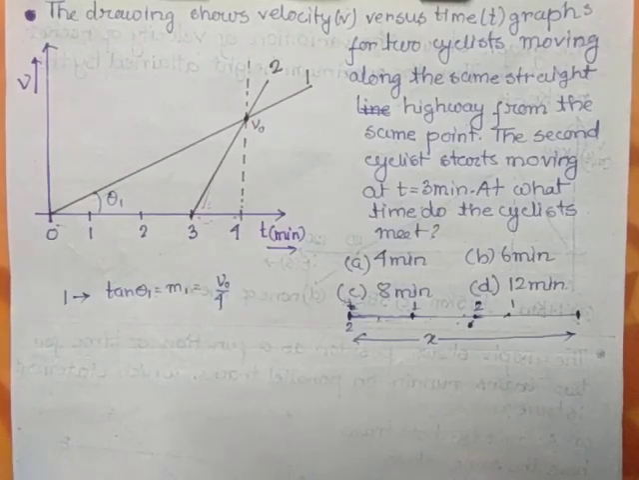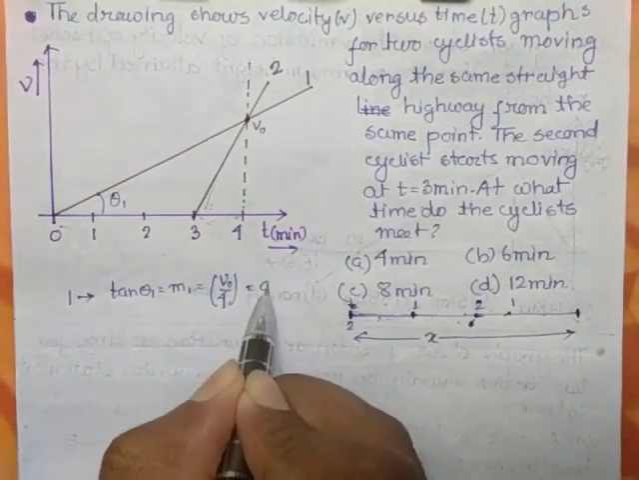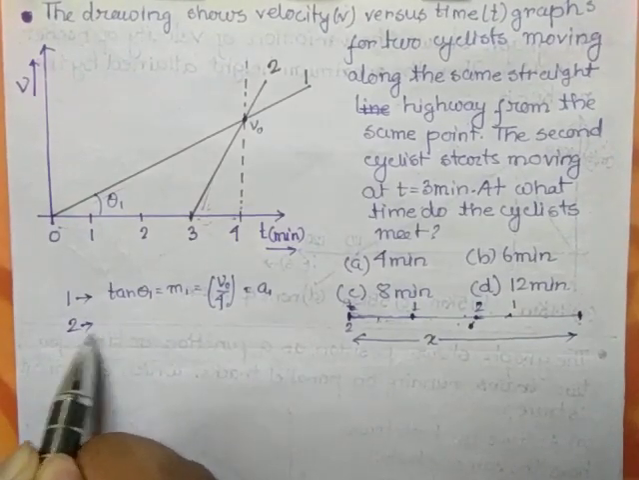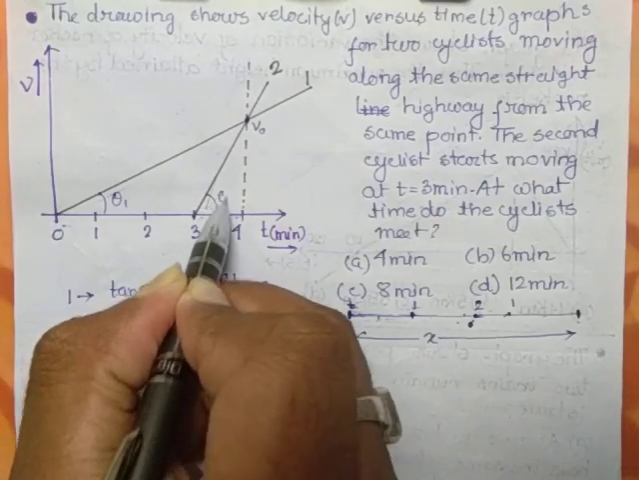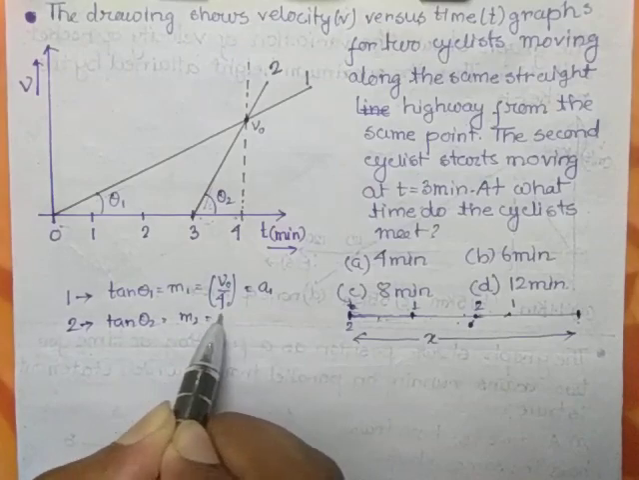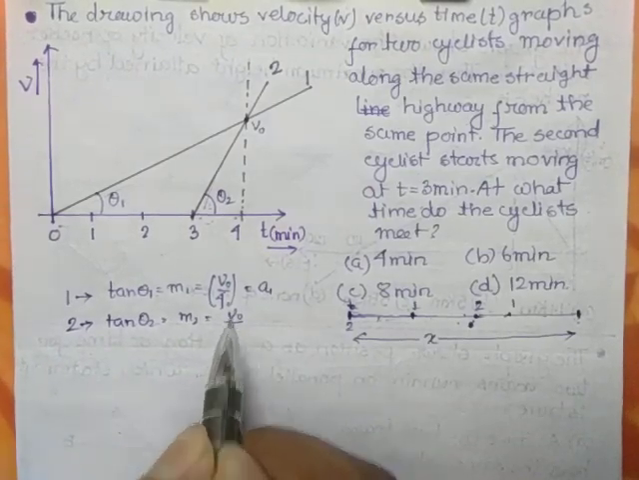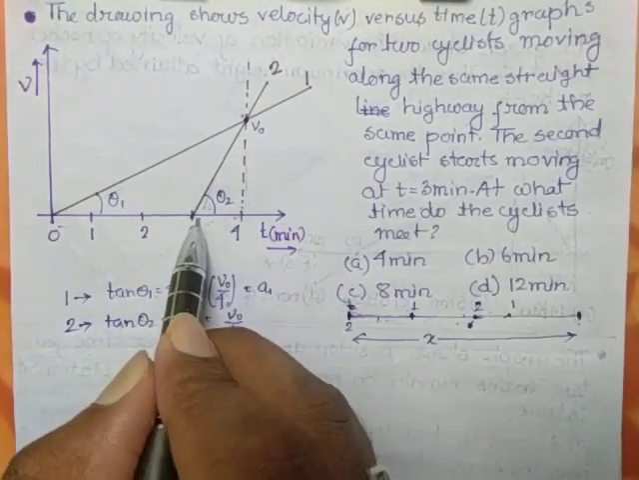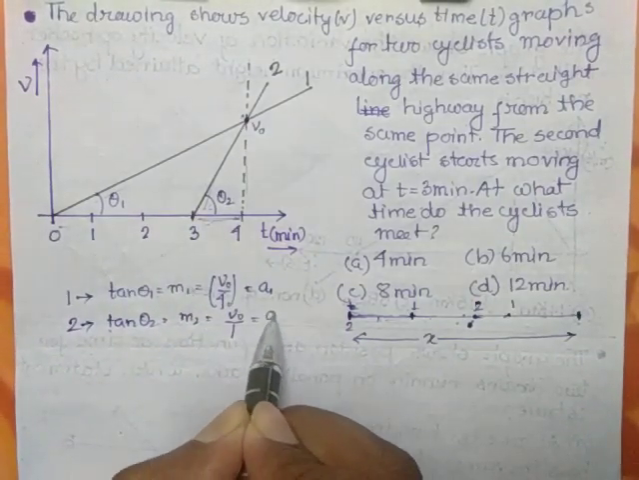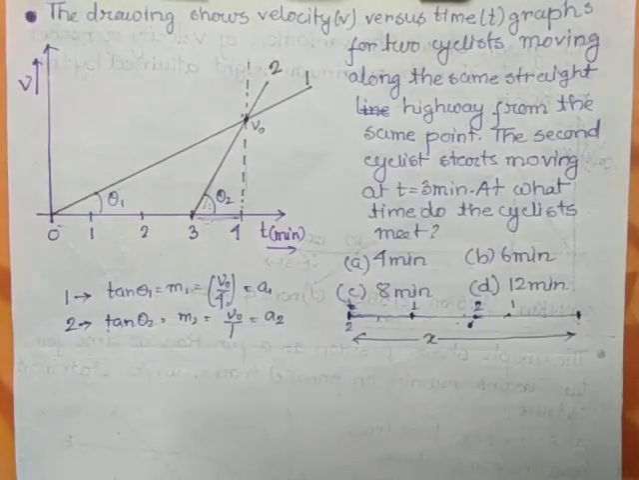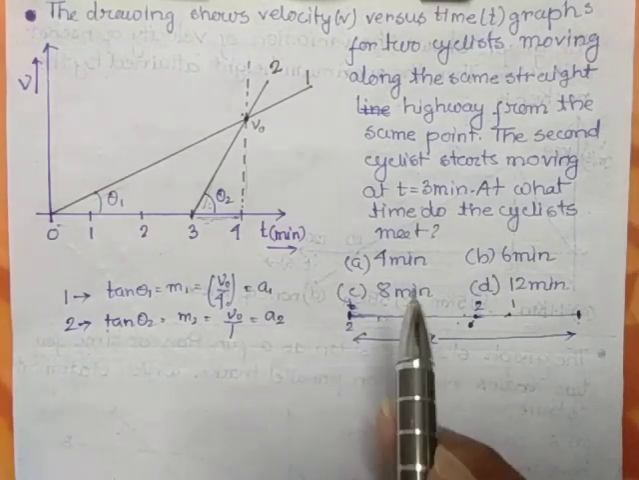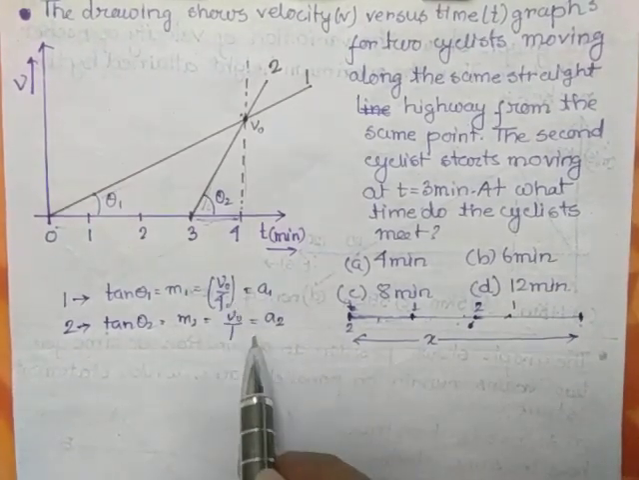So just think, what does this v0 by 4 give? It gives the acceleration of particle 1. For particle 2, if I say this is the angle theta 2, this is v0 divided by 1, this is v0, and this distance is 1. So v0 divided by 1 is the slope, and that will be the acceleration of particle 2. Obviously both of them have different accelerations. The acceleration of particle 1 is 1/4 that of particle 2.